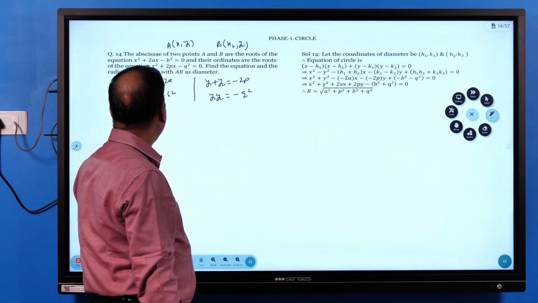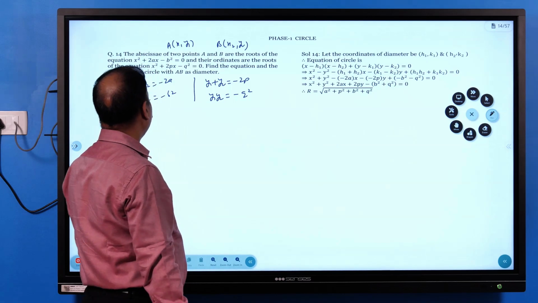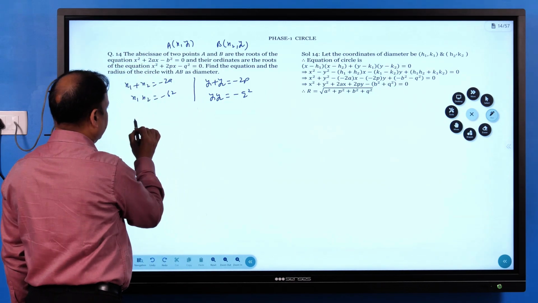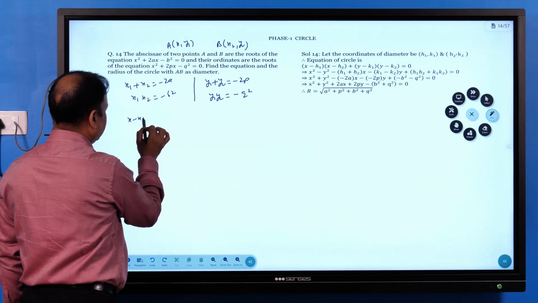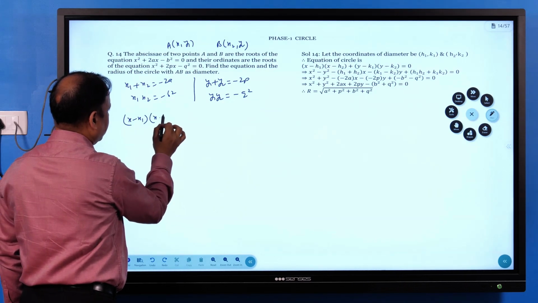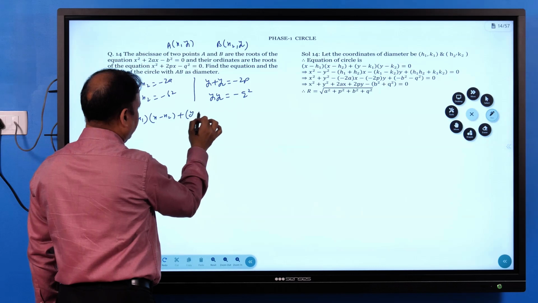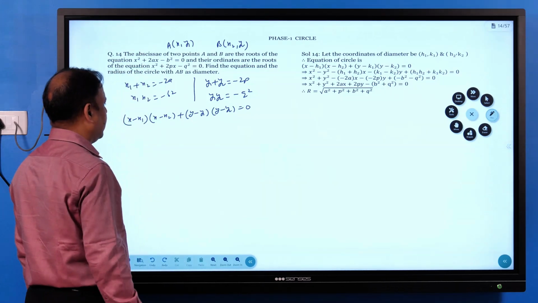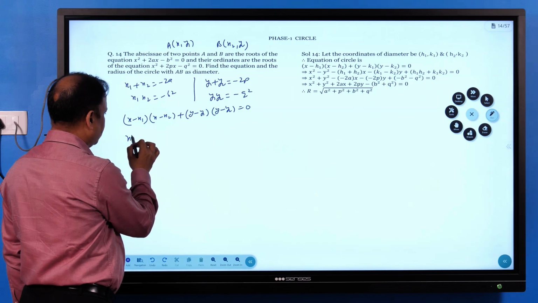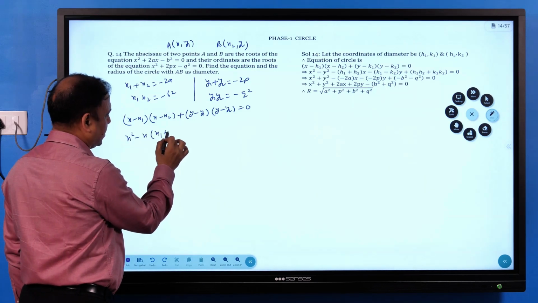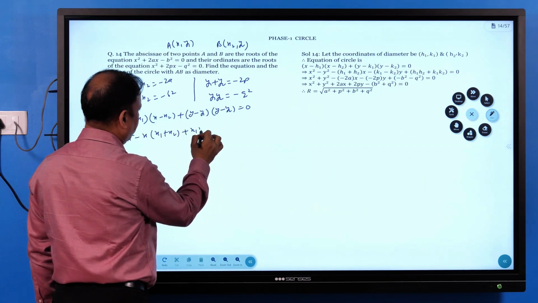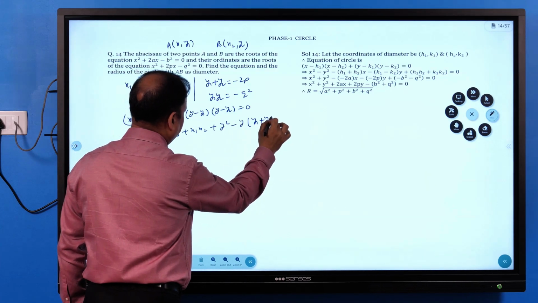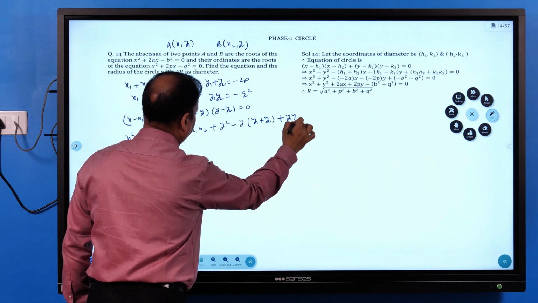Find the equation and the radius of the circle with AB as diameter. I have to find the equation with AB as diameter. So the standard form is there: (x minus x1) into (x minus x2) plus (y minus y1) into (y minus y2) is equal to 0. This will be the answer. So if you simplify this, you will get x square minus x into sum of the roots plus x1 x2, plus y square minus y into (y1 plus y2) plus y1 y2 is equal to 0.